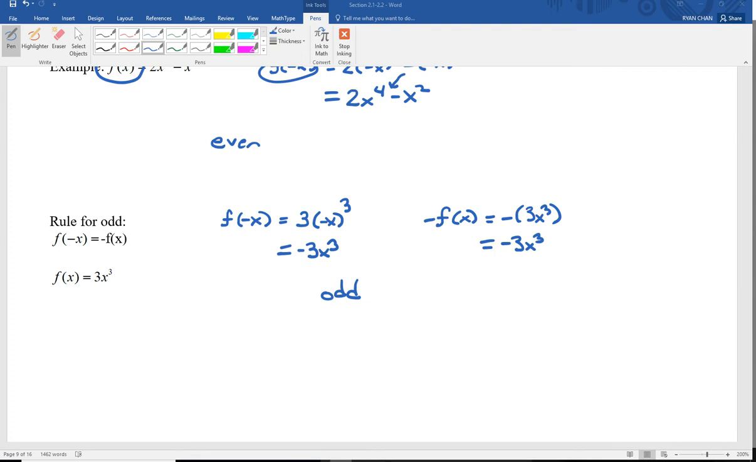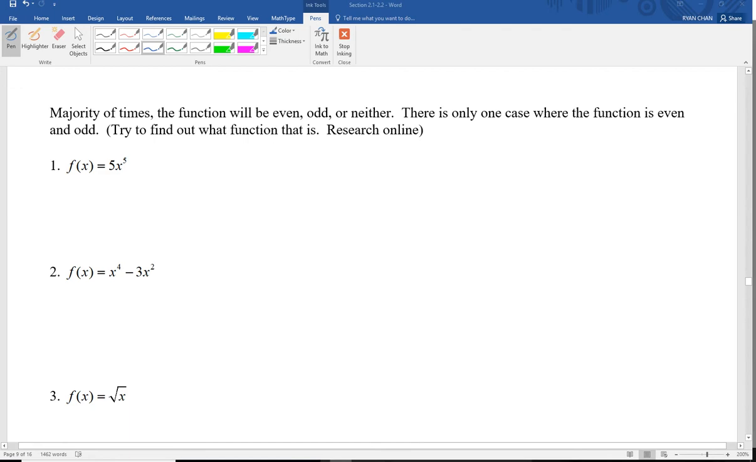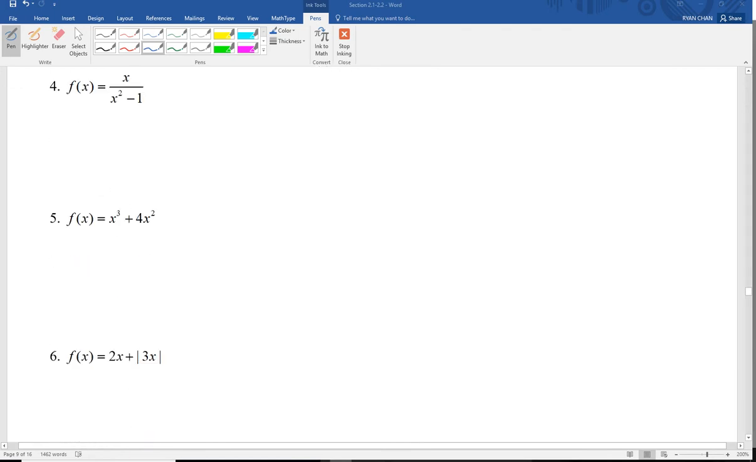So let's do some more specific examples. I'm going to scroll down here, and let's look at this one right here. So, number 5. The strategy is I'm going to look at f of negative x and negative f of x separately.